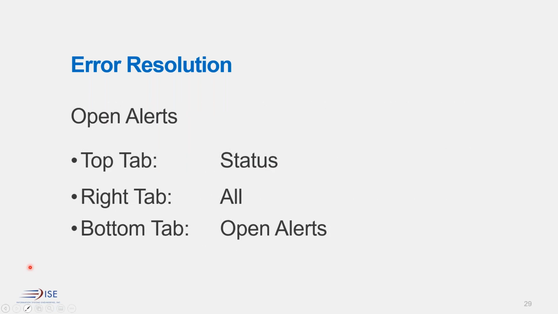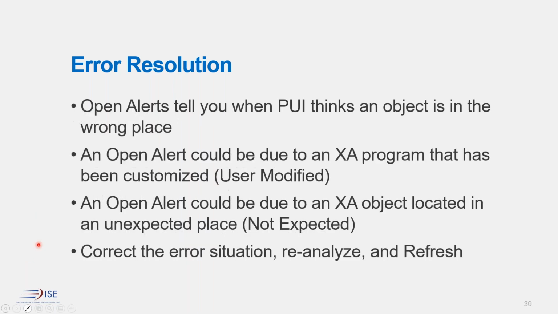Okay, so now we're going to move on to open alerts, which is our second type of error that we might see. And we will want to pick status on the top tab, all on the right tab, and open alerts on the bottom tab in order to see this type of error. An open alert error tells you when PUI thinks that an object is in the wrong place, meaning it's in the wrong library.